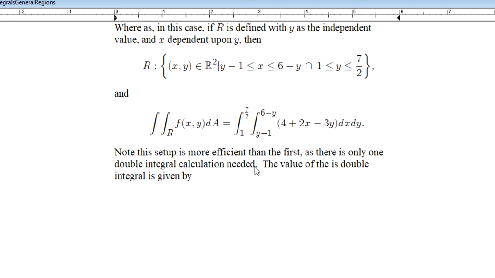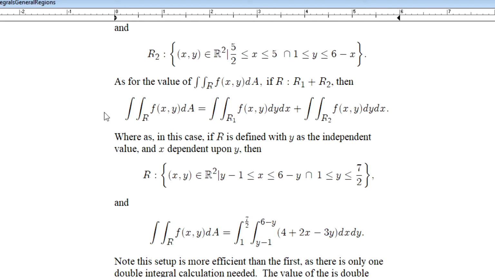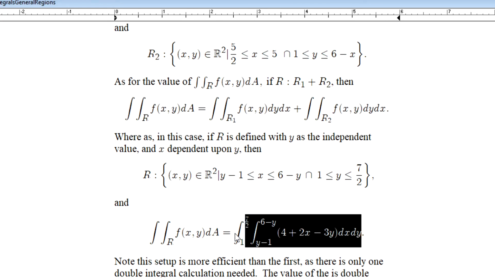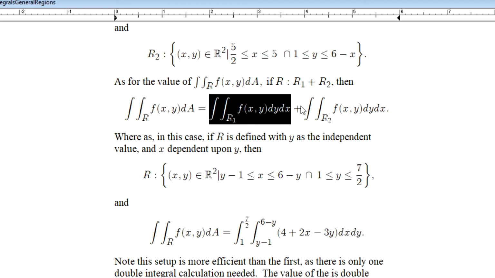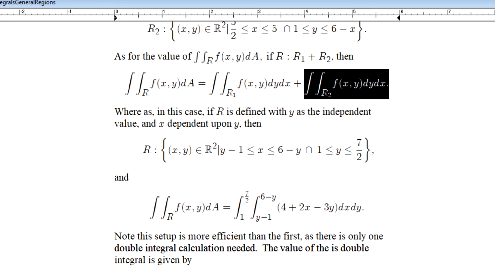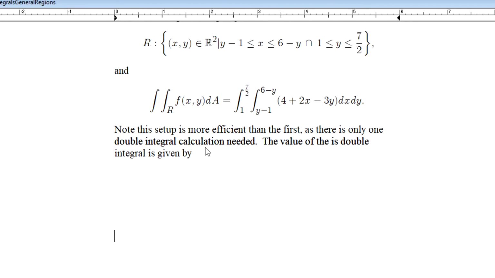First of all, note this would be a much more efficient calculation method than our first setup. This would be much more efficient than trying to approach the double integral as seen here. We would only be performing one double integral calculation as opposed to having to do two here and then add them together. That is going to bring about some efficiency in our calculation.